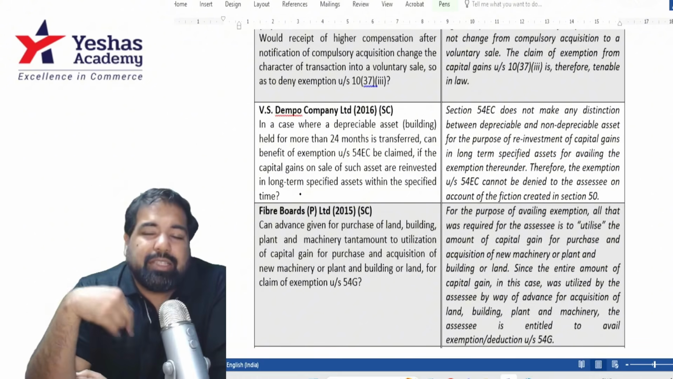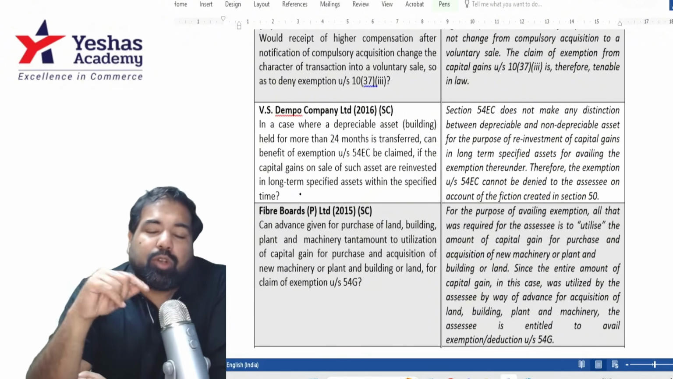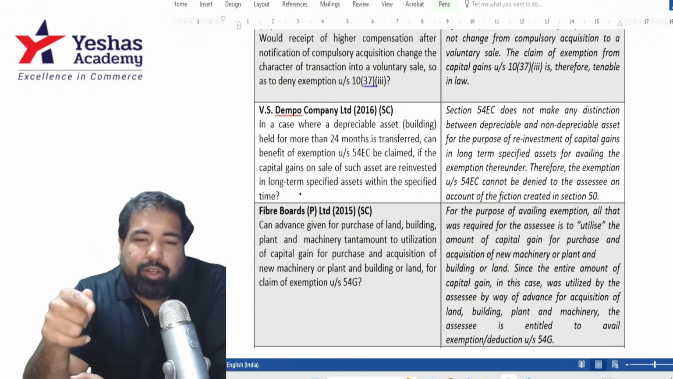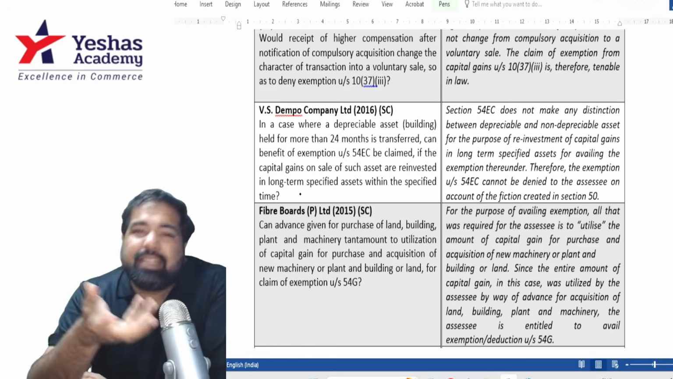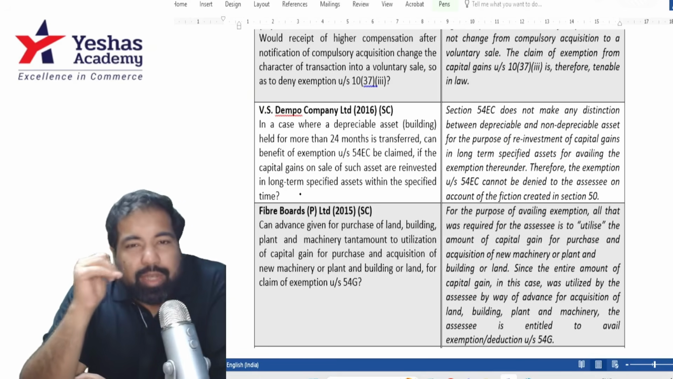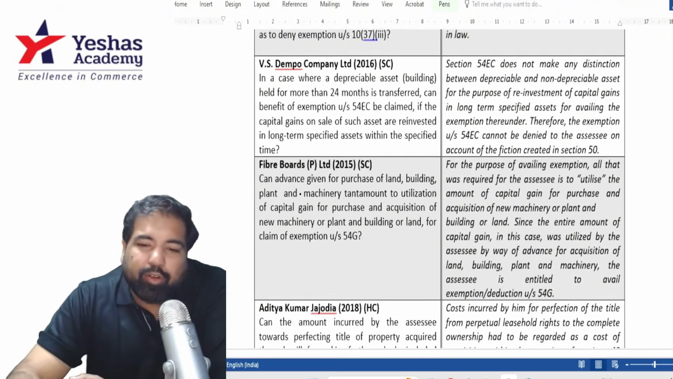So will the sale of a depreciable asset be considered long-term or short-term? They say that the gain is short-term. So whatever is calculated in the gain will be short term, but actually the asset is long term, because it was held for more than 2 years. So you can take the 54EC benefit. This is great for Dempo.